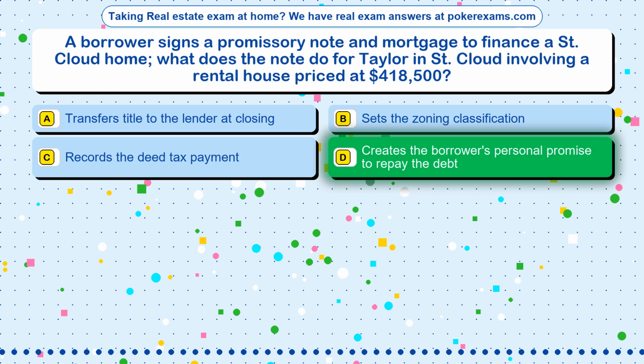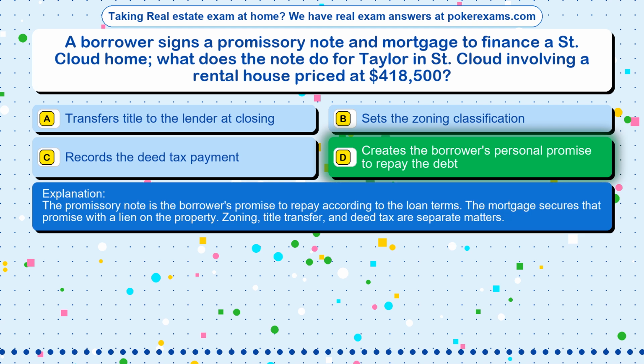The correct answer is option D, creates the borrower's personal promise to repay the debt. The promissory note is the borrower's promise to repay according to the loan terms. The mortgage secures that promise with a lien on the property. Zoning, title transfer, and deed tax are separate matters.